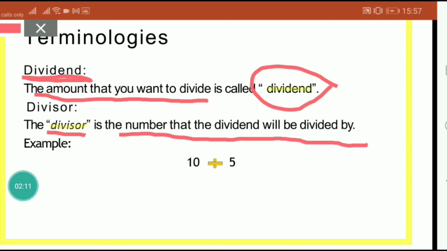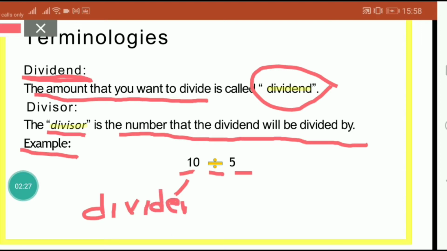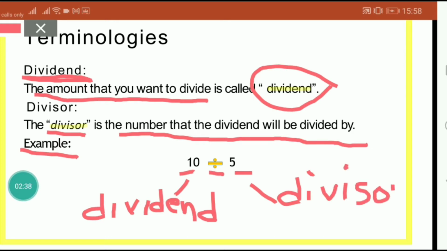Okay, so for example, I have here 10 divided by 5. So number 10 is what we called our dividend. And number 5 is what we called our divisor. Okay, those are the parts of division.